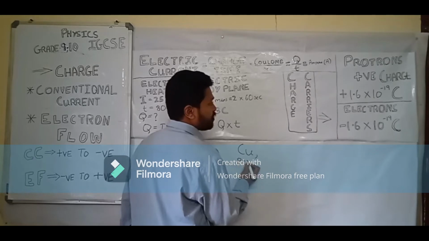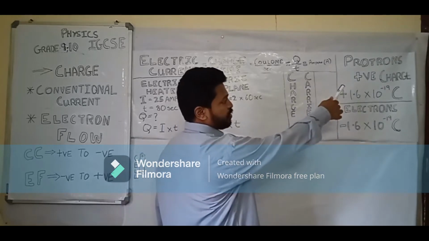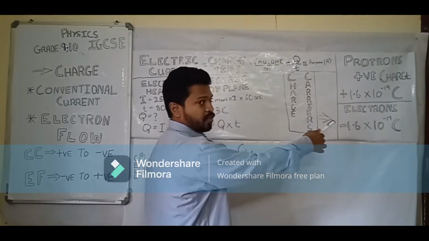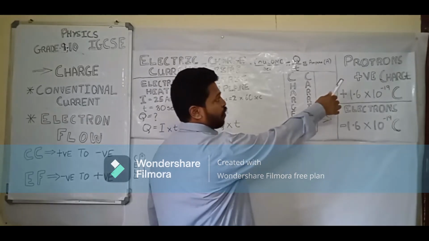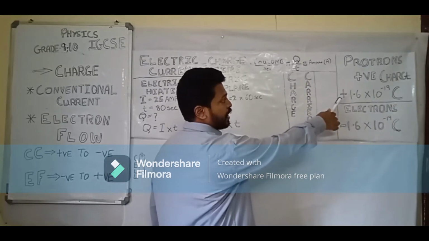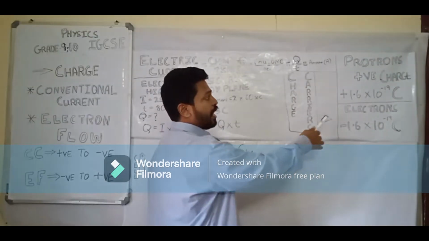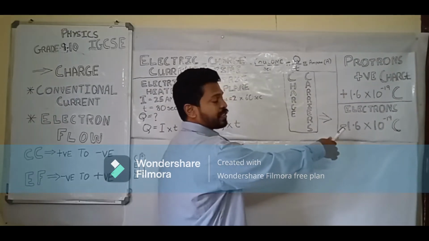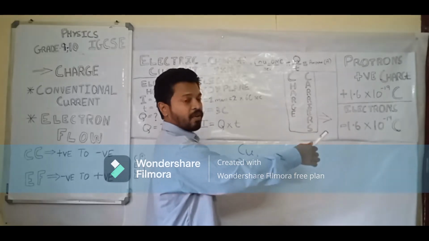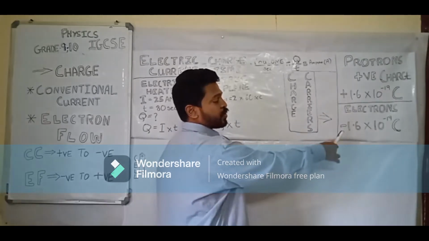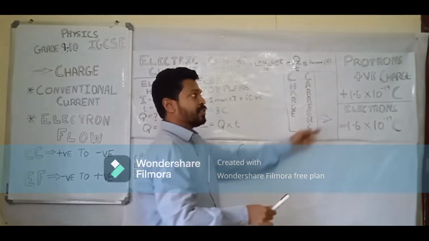It consists of protons and electrons. These are the subatomic particles. Protons have a positive charge of 1.6 × 10^-19 coulomb, and electrons have 1.6 × 10^-19 coulomb. You can see both values are the same, but the charges differ.